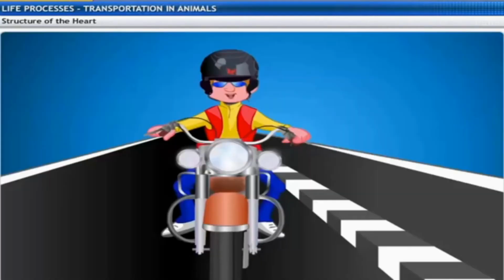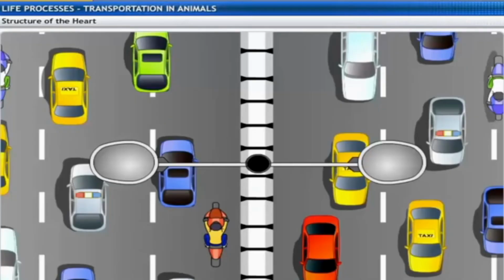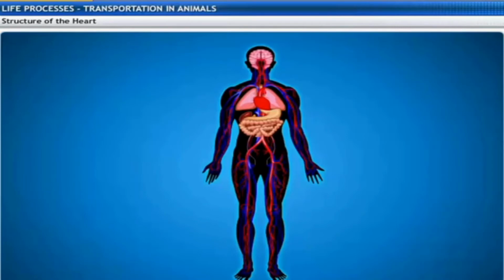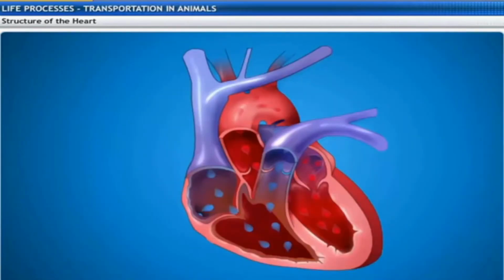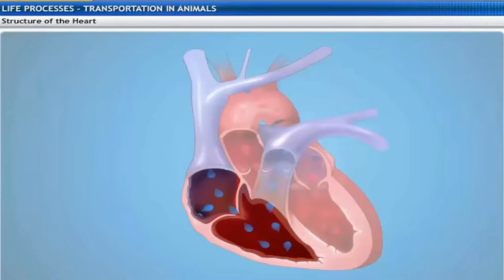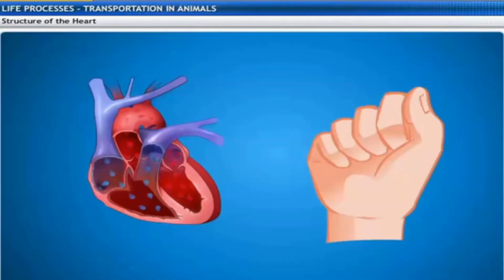These white lines on the road are called dividers. They are used to separate incoming traffic from outgoing traffic. Similarly, the heart has specific chambers that prevent oxygenated blood from mixing with deoxygenated blood. The heart is a muscular organ which is about the size of our fist.